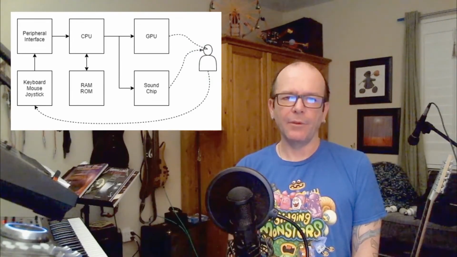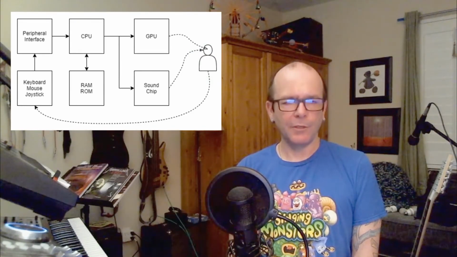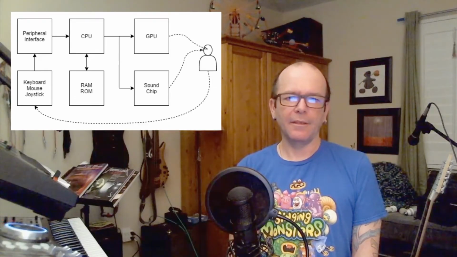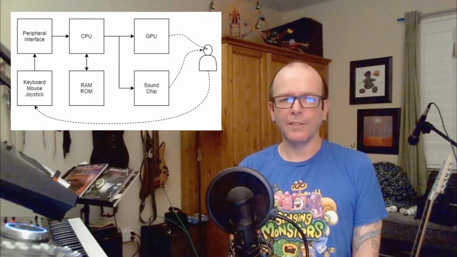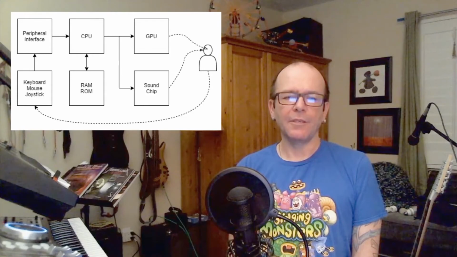And that's really kind of the whole circle, and then based on that the user would input another command via keyboard, mouse, or joystick, and the cycle continues. So the overall architecture for just about every computer is pretty much more or less what I was drawing here in this diagram.